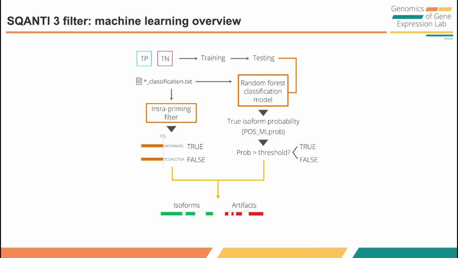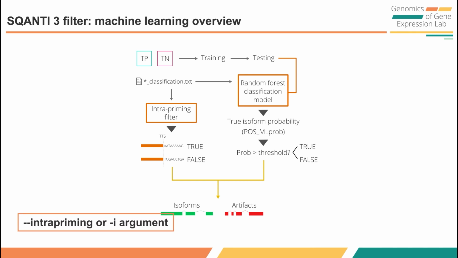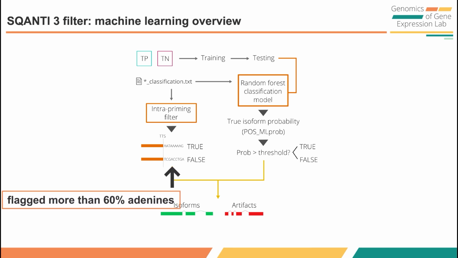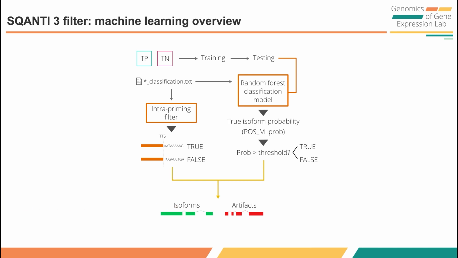Users can specify the maximum percentage of adenines at the transcription termination site using the intrapriming or I argument. Transcripts with a percentage of adenine nucleotides in the genomic sequence immediately following the end of the transcript greater than the specified value will be flagged as intrapriming artifacts. By default, transcripts with more than 60% adenines at the 3' ends of the genome will be flagged.